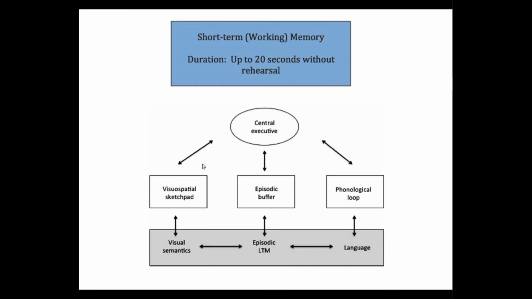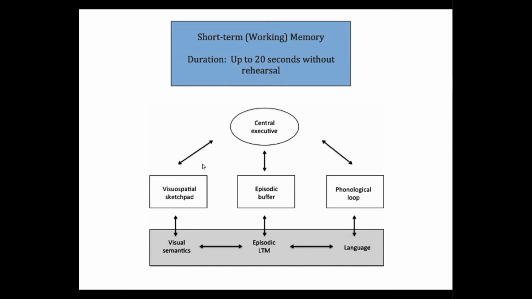A good model for working memory is the multi-component model put forward by Baddeley in a 2000 paper called The Episodic Buffer. Basically, studies where people have to do two things at once suggest that there are two roughly separate parts of working memory.